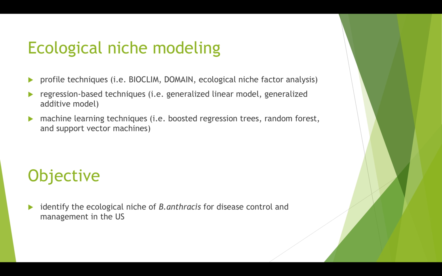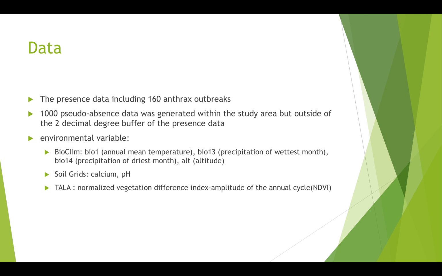The objective of my study is to identify the ecological niche of Bacillus anthracis for disease control and management in the United States. So the data I have is 160 anthrax outbreaks across the United States, and considering the lack of absence data, I generated 1,000 pseudo-absence data within the study area, but outside of the 2 decimal degree buffer of the presence data.